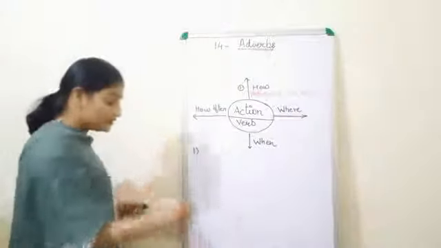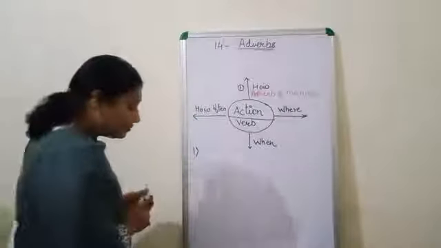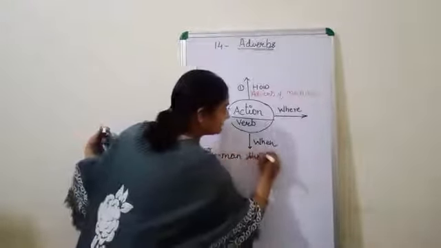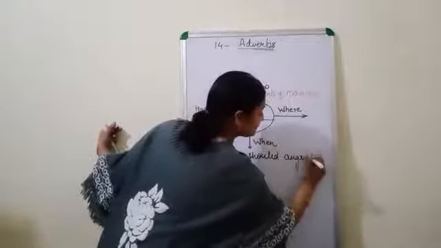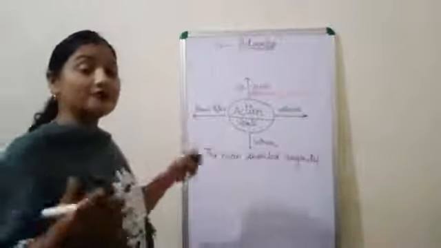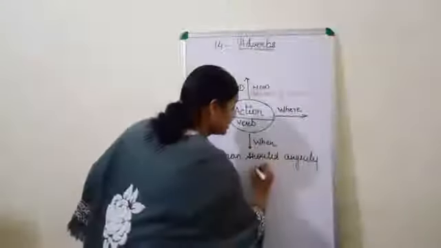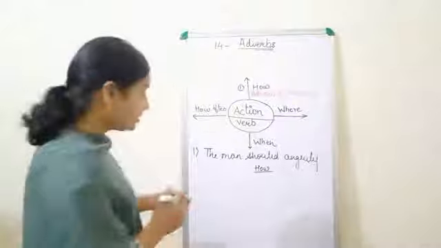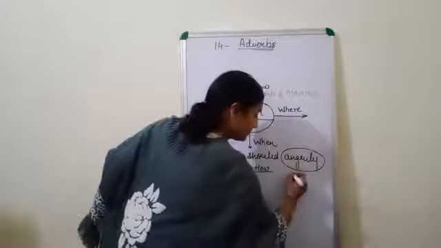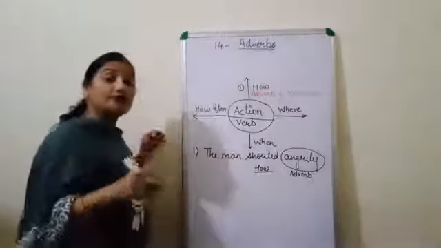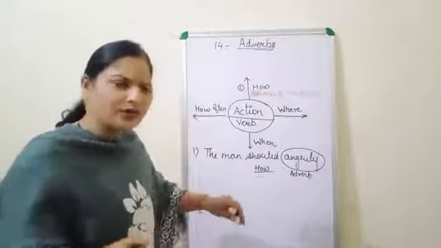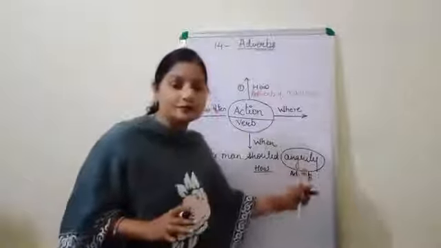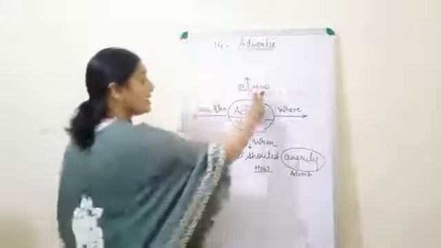Now see, the same sentence that I have told you: the man shouted angrily. Now you ask the question, how had that man shouted? And what answer will we get? The man shouted angrily. So this angrily is your adverb, and this is showing the manner of the shouting. That is how he shouted, not politely, not calmly, not coolly, but he shouted angrily. So this is your adverb of manner. The first type of adverb is adverb of manner.